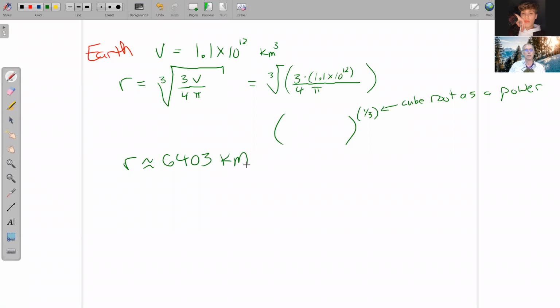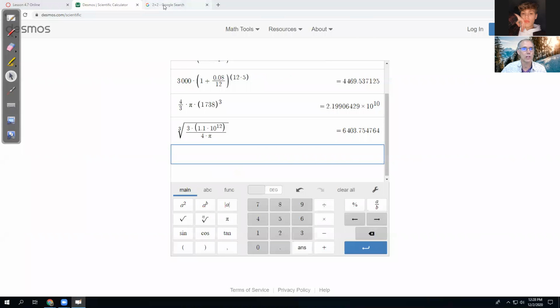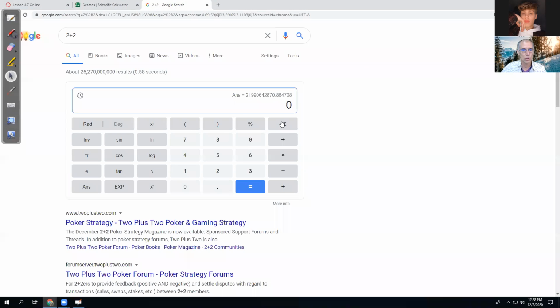That's kilometers. Let's check with the other calculator and double check the instructions about the way we enter it. So in Google, it does not have a cube root button, so I'm going to have to use parentheses with a fractional power. So in here, I'm going to have my 3 times parentheses 1.1 times 10 raised to the 12th power. Close that parenthesis, divide.